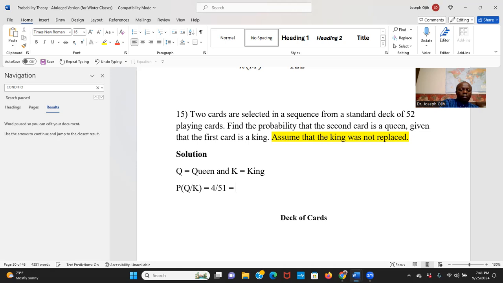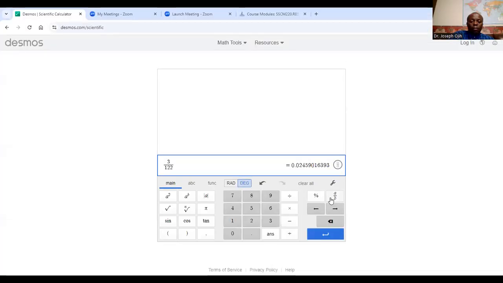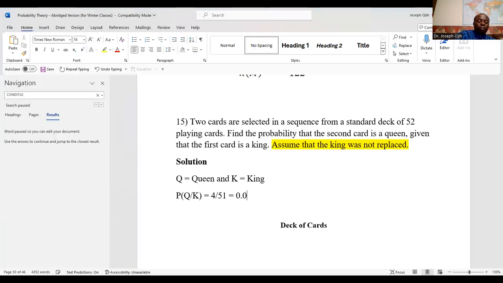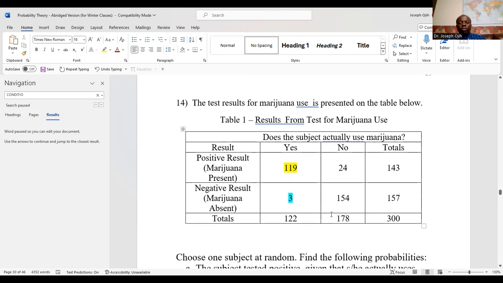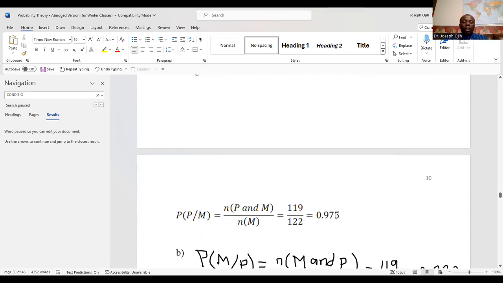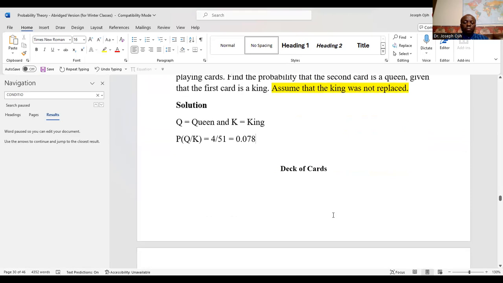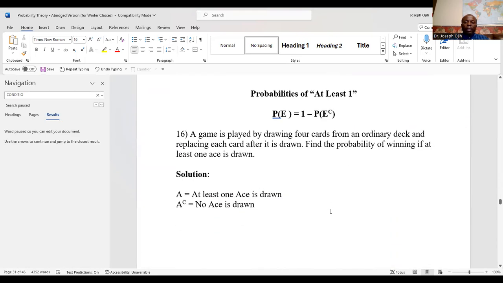And that will give us 4 divided by 51, which is 0.078 rounded. 0.078. Answer. Right. Okay. So you have seen how we do conditional probability. I've shown you this. We'll come back to conditional probability again in a few minutes when we start doing Bayes' theorem. Now let's look at what we call at least probabilities.